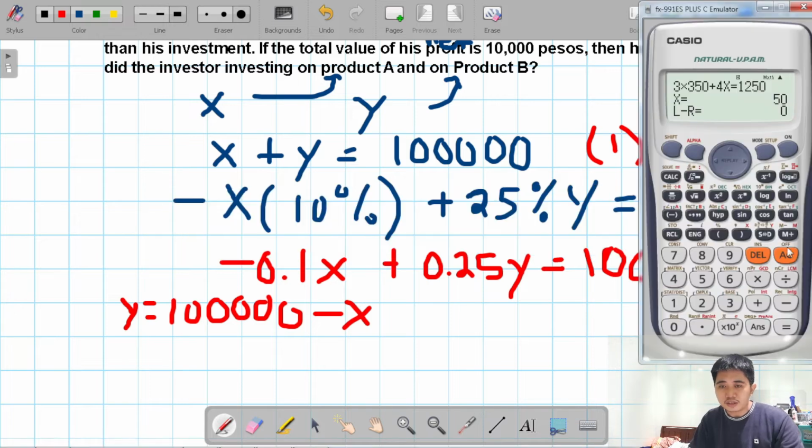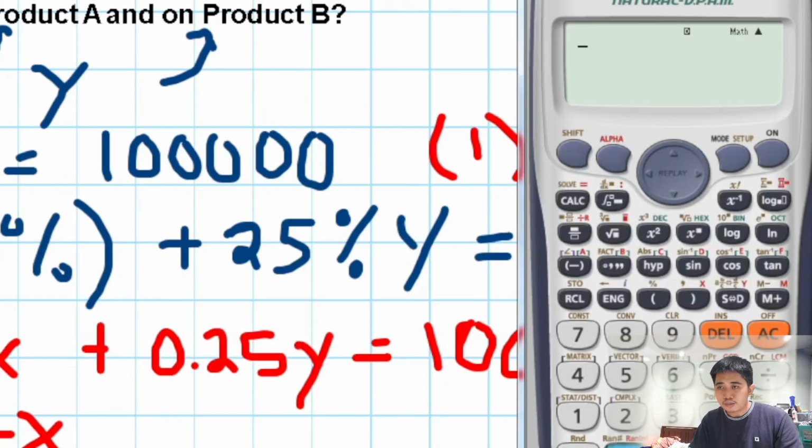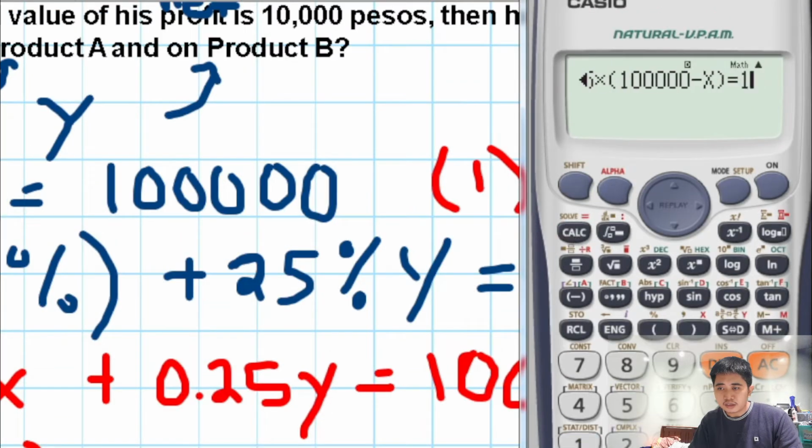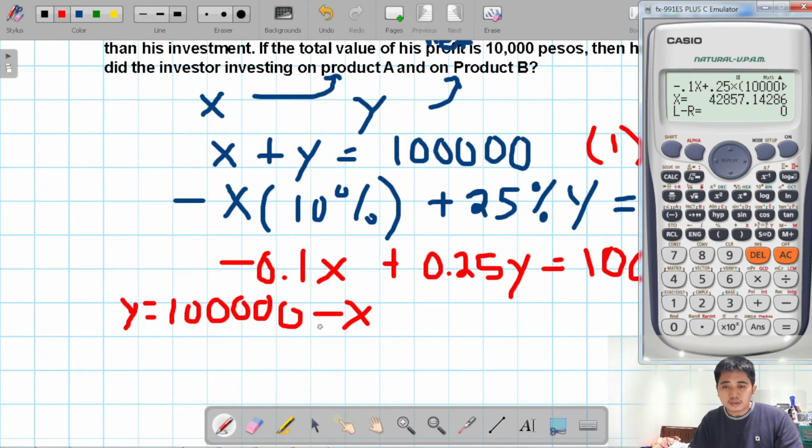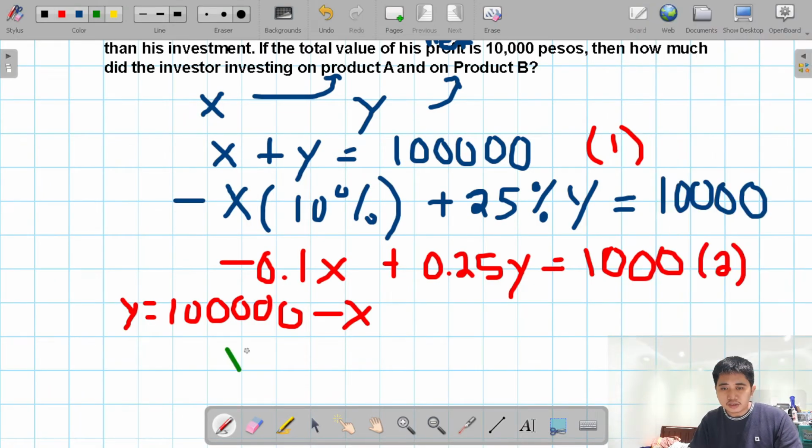So let's go directly to the calculator. Negative 0.1 alpha x, we're solving for x, plus 0.25 times 100,000 minus alpha x, equals 10,000. Shift solve. So now we have the value for x, 42,857. What about the other one?